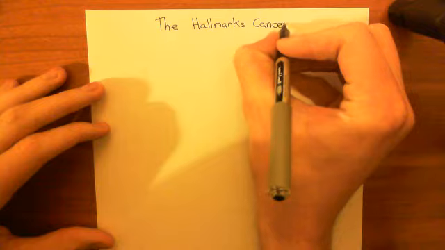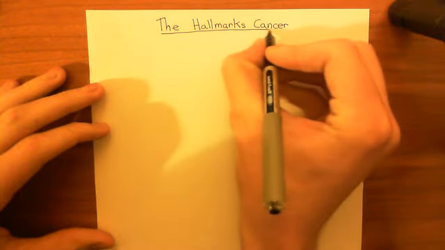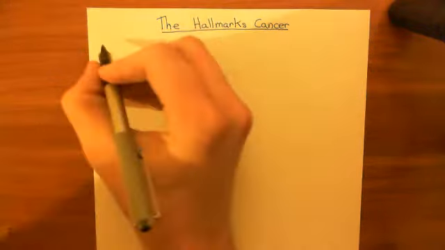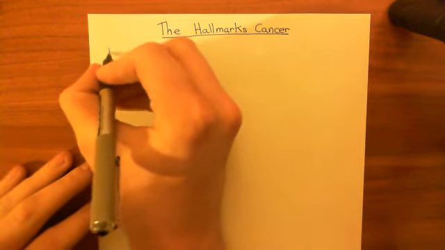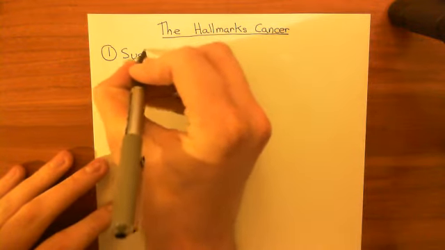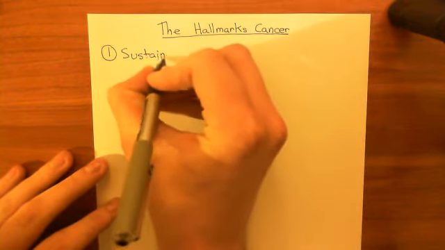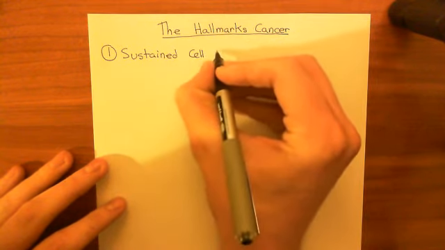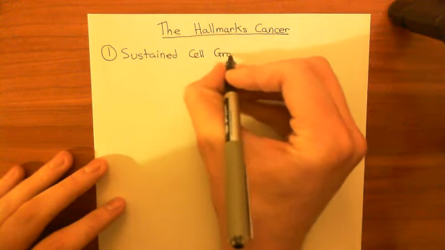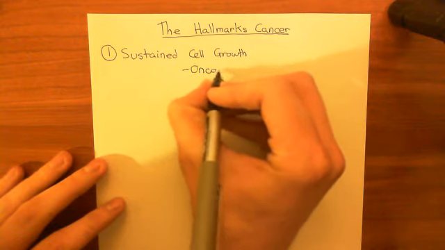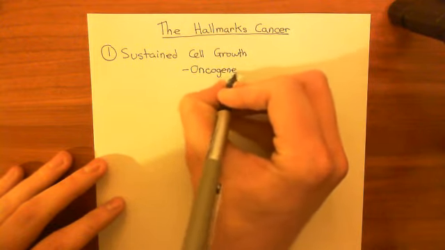Okay, so number one, the most obvious one, the one that most people will be able to give you, is that cancerous cells have sustained cell growth. Now what does this mean technically, sustained cell growth? Well, basically it means that they have the acquisition of oncogenes. So this means oncogenes technically. Right, so let's give an example of this.